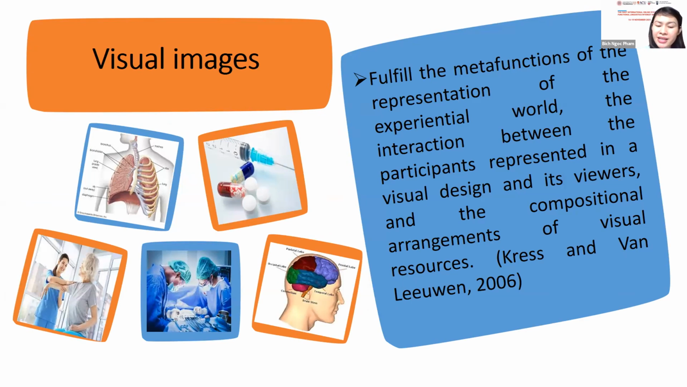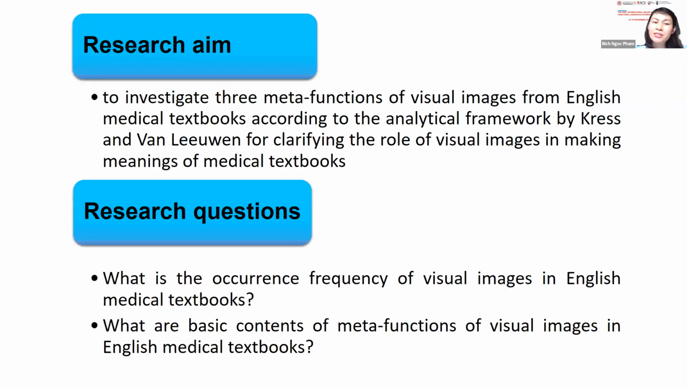According to Kress and Van Leeuwen, visual images, like language, fulfill the metafunctions of the representation of the experiential world. The representational meaning and the interactions between the participants are represented in the visual design and its viewers, the interactive meaning, and the compositional arrangements of visual resources, the compositional meaning.